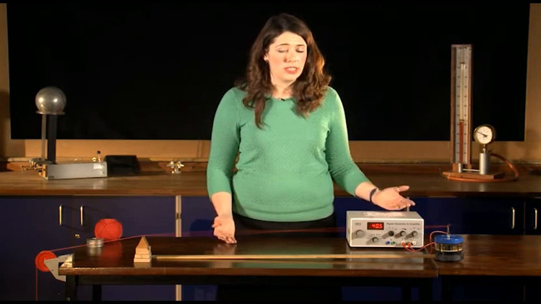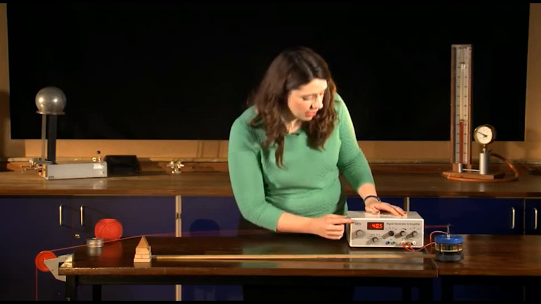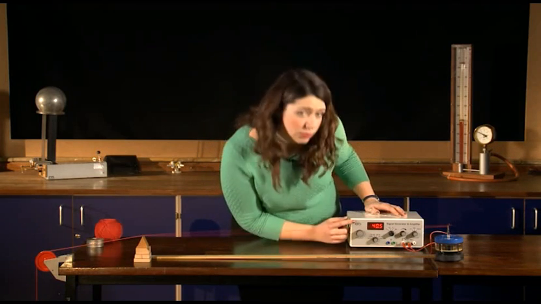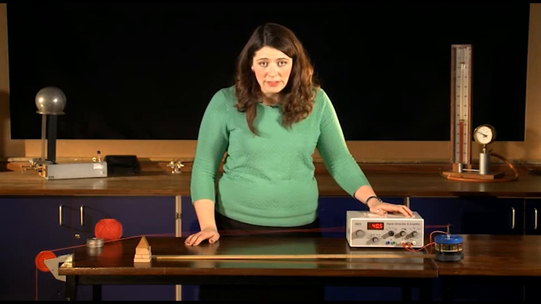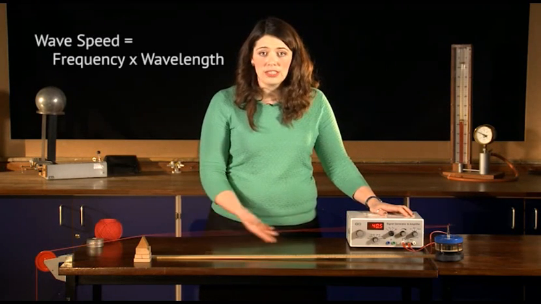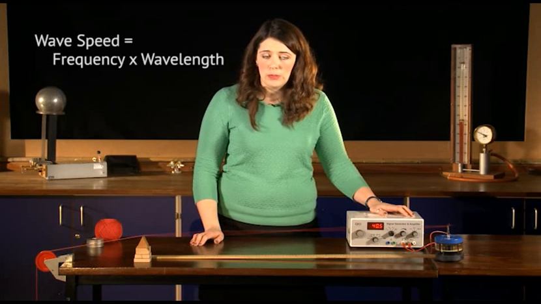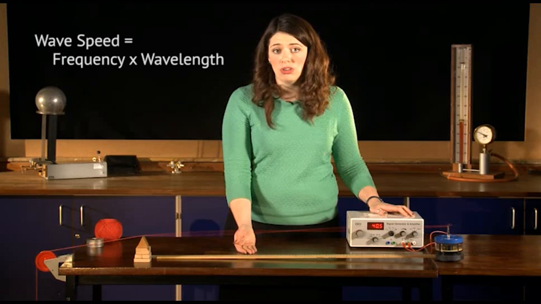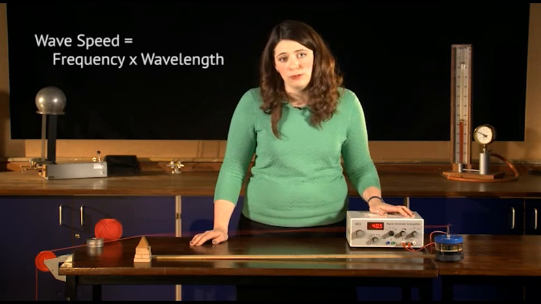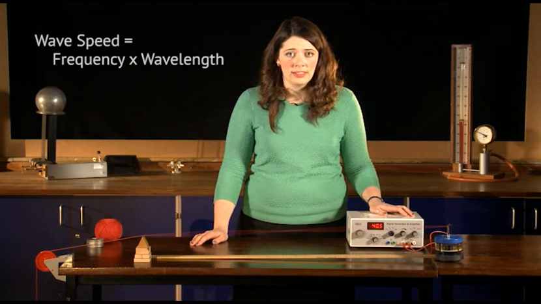We also know the frequency of the wave because we just need to read it off here, and I can see that the frequency is 40.5 hertz. If I now wanted to calculate the wave speed, all I would need to do is put these two numbers into the equation. Wave speed equals frequency times wavelength, or 40.5 times 1. So this has a wave speed of 40.5 metres per second.